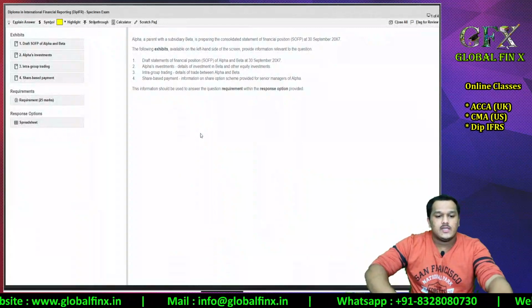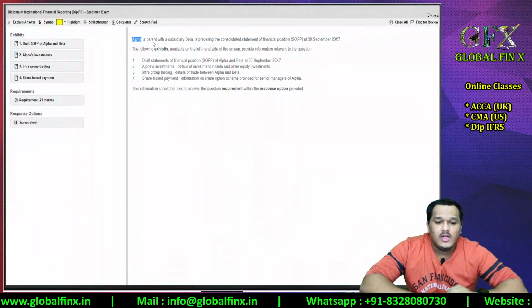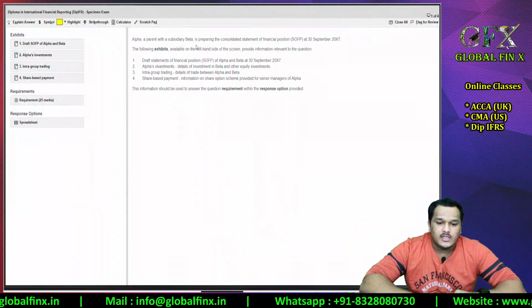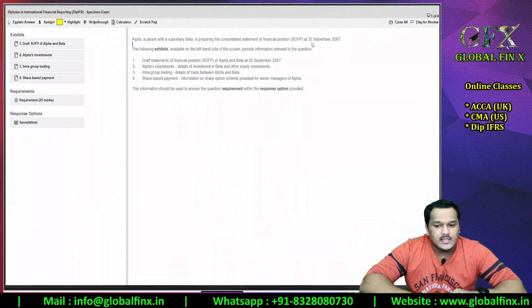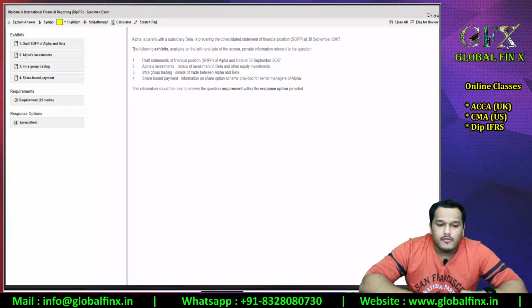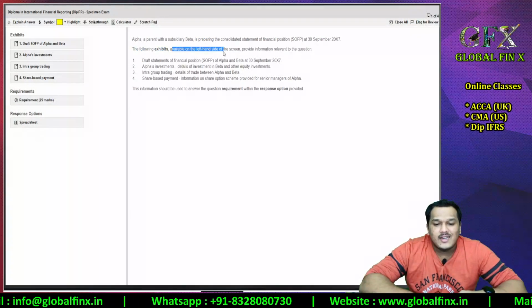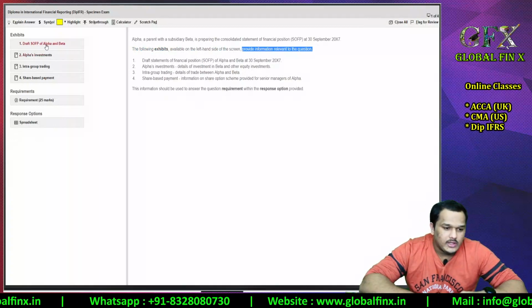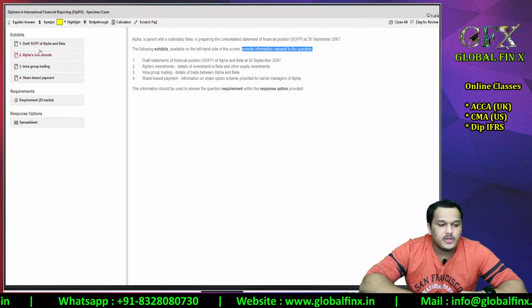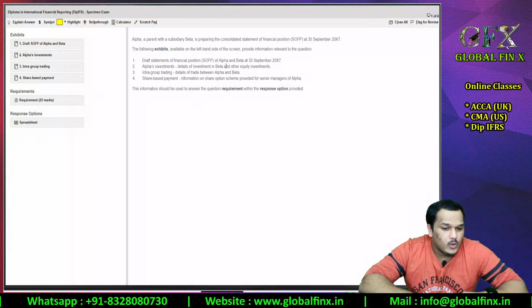Okay, so if you see the question here, we have Alpha, a parent with a subsidiary Beta, is preparing the consolidated statement of financial position at 30th September 2017. The following exhibits available on the left hand side of the screen provide information relevant to the question. You have 4 exhibits on the left side of your screen and they have the information that is required.